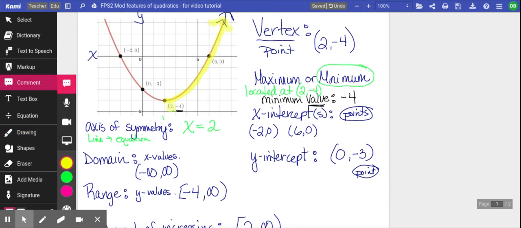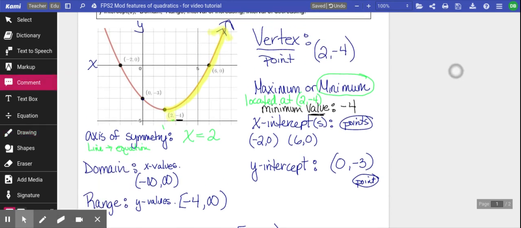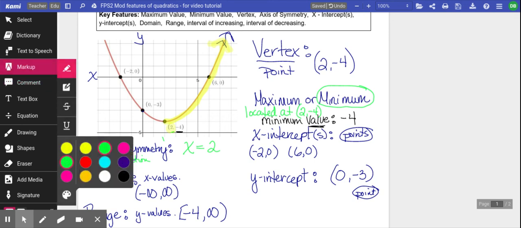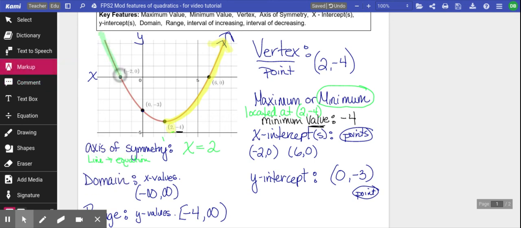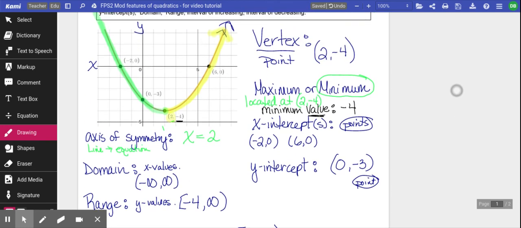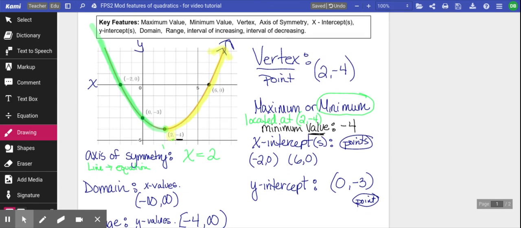Now, when is the graph decreasing? Remember, that vertex is that turning point. So prior to the graph increasing, the graph is decreasing. It's decreasing all the way from negative infinity until that turning point. So we would say the interval of decreasing is from negative infinity until that turning point, the x value of 2. And these are all of the various features of a quadratic function.